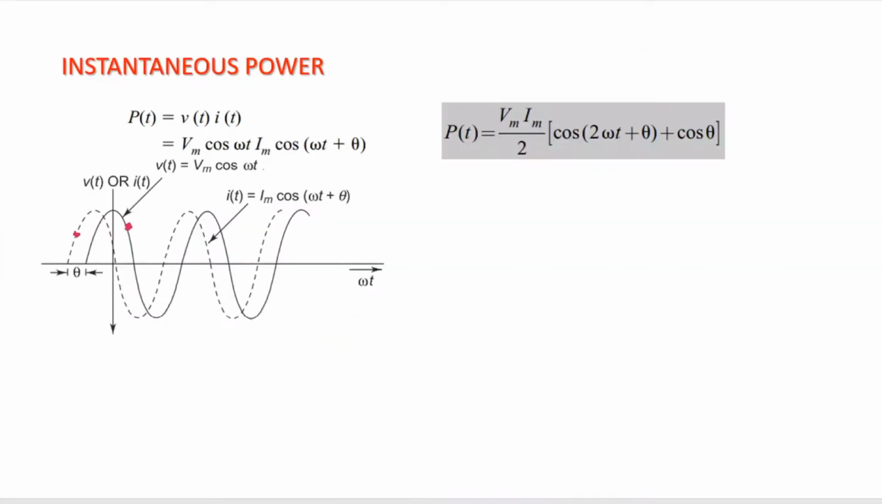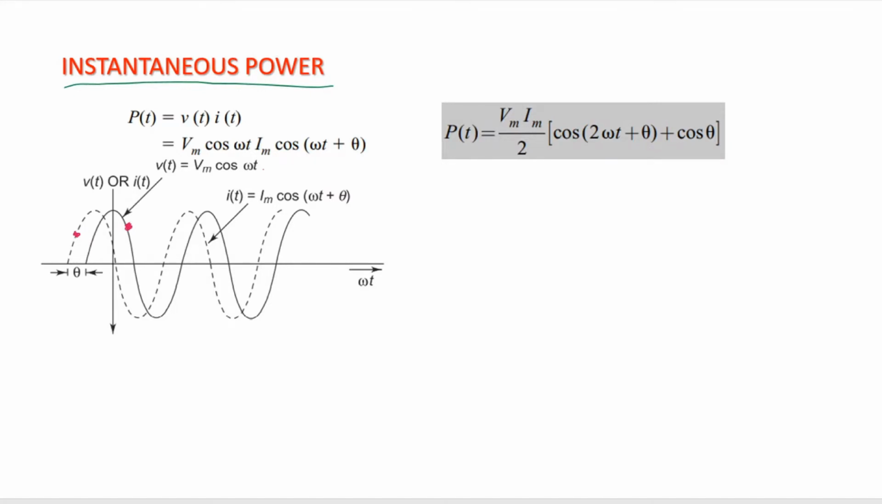So first, instantaneous power. As I told you, instantaneous power P of t is equal to the product of V of t into I of t. So let us take a waveform. I think the waveform is visible to you all. This solid waveform is Vm cos omega t.